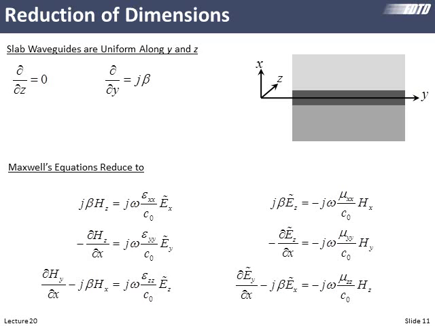So anytime we would take a derivative in the z direction, that has to be 0. So in our 6 Maxwell's equations, anything that we're taking a derivative in the z direction, we set to 0. Anything with the derivative in the y direction, we take out the partial derivative with respect to y and replace it with j beta. When we do that, here's where we end up.